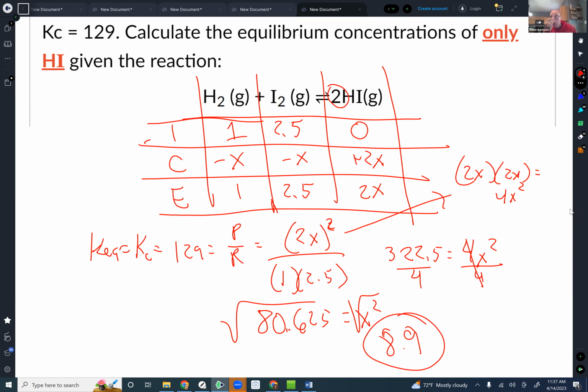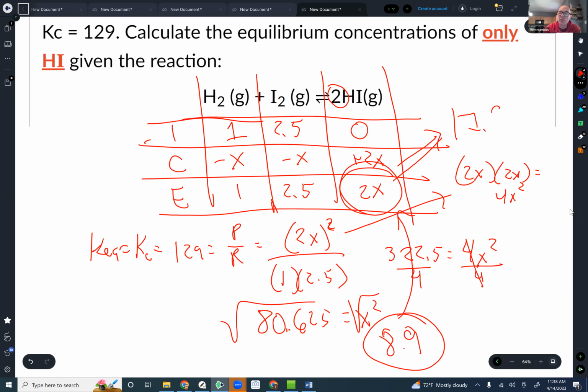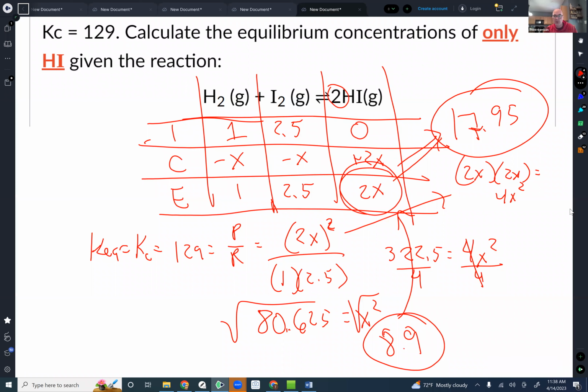Now, what do we do with that? I only need this value right here. That's the only value I need. So I'm not worried about anything else. All I'm going to do is do 2 times that value. So my final answer for this is going to be 17.95. If you want to round that up to 18, that is perfectly fine. Units on that one are molarity.